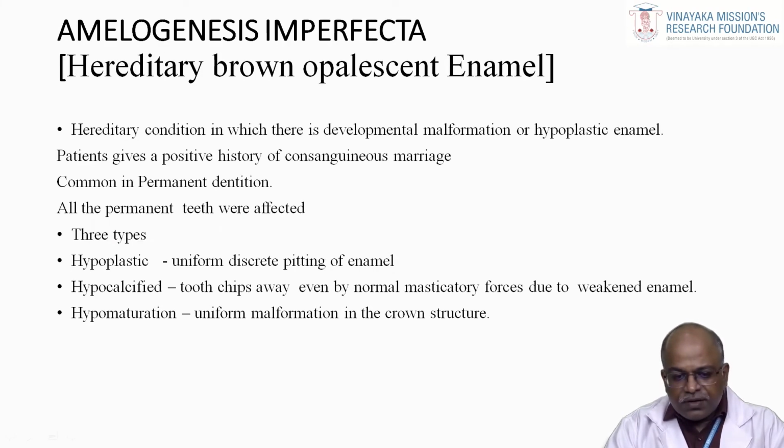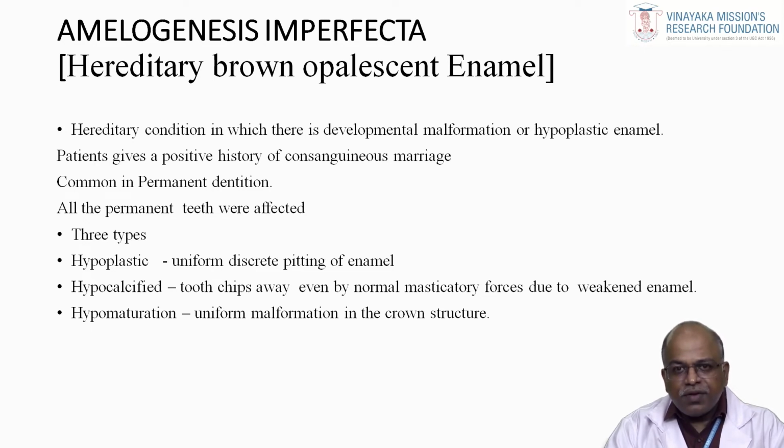Amelogenesis imperfecta is also called hereditary brown opalescent enamel. It is a hereditary condition in which there is developmental malformation resulting in hypoplastic enamel. Patients usually give a history of consanguineous marriage. It is more common in the permanent dentition. All the permanent teeth were affected.